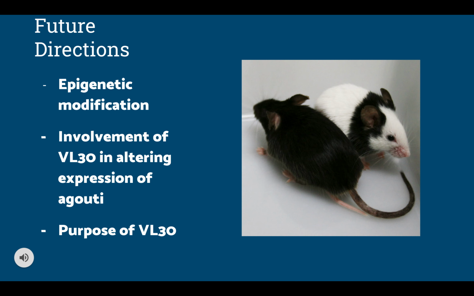In this journal article, they found that the black and tan phenotype is caused by the solo long-terminal repeats of the beta-4 and the agouti gene, but it could not be determined to exclude the significance of the VL30 sequence in altering the expression of the agouti gene. Further experiments could be done to figure out if VL30 does in fact alter agouti expression.